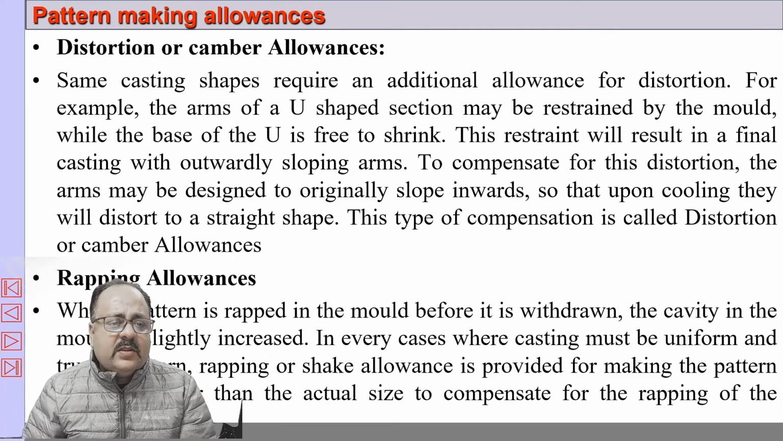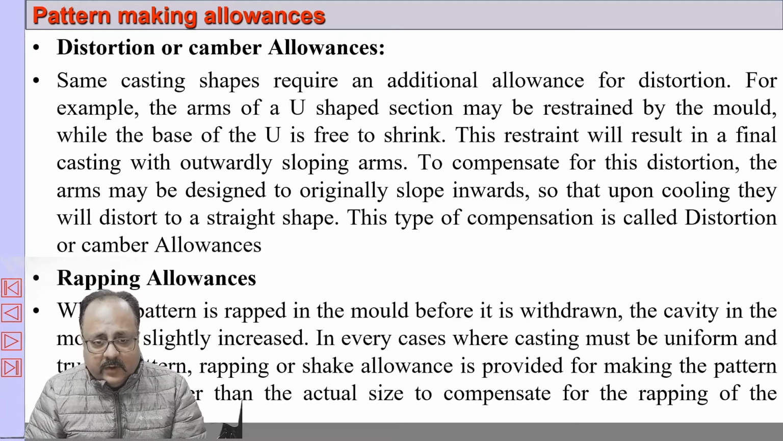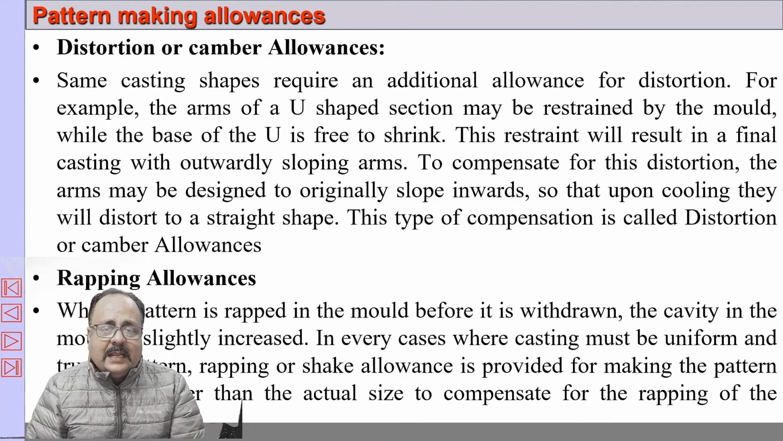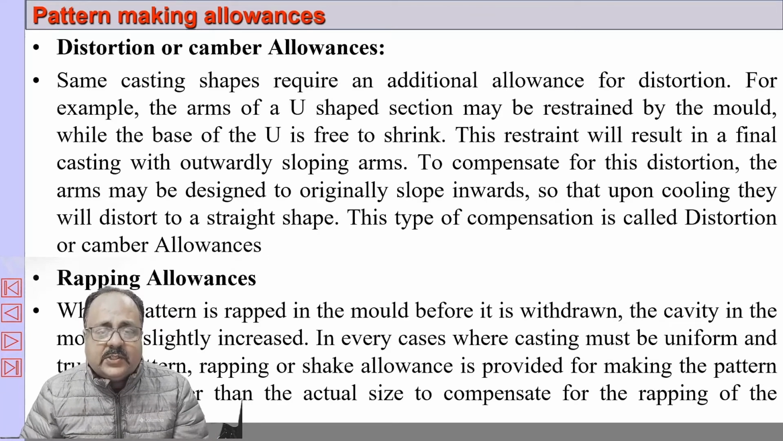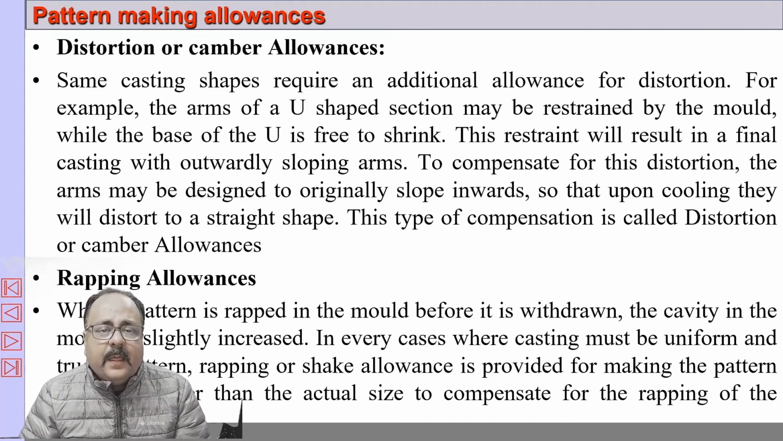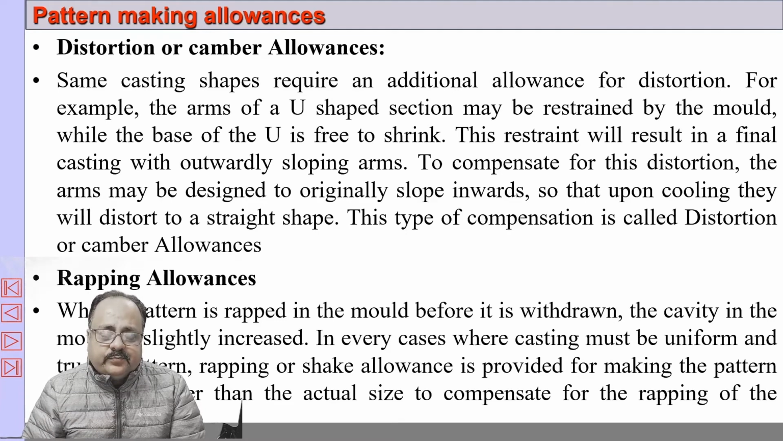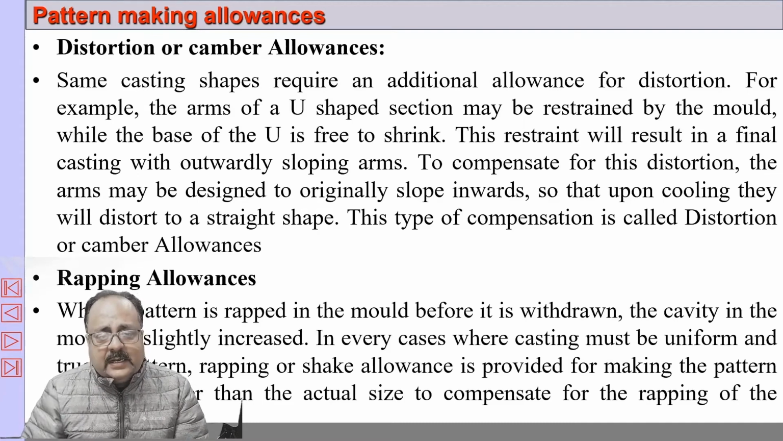Another allowance is called the rapping allowance. Rapping allowance is basically, when you remove the pattern from the cope or the drag, you rap the sidewall of the flask. You gently hit it with a rammer so that the pattern moves. When the pattern moves, it becomes loose, and you can take it out easily. Otherwise, the pattern tends to stick to the moist sand. Therefore, you rap it slightly so that it moves in the mold and becomes loose, and you can take it out.